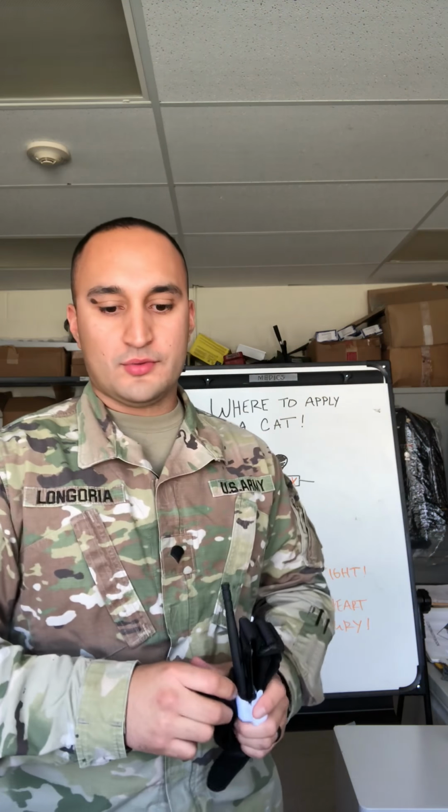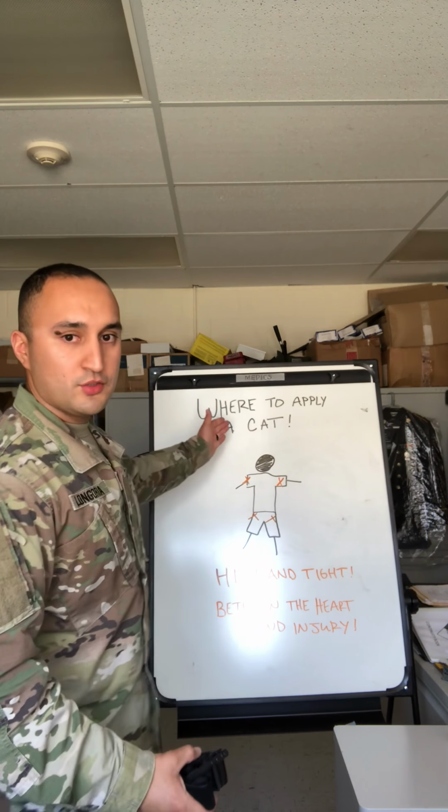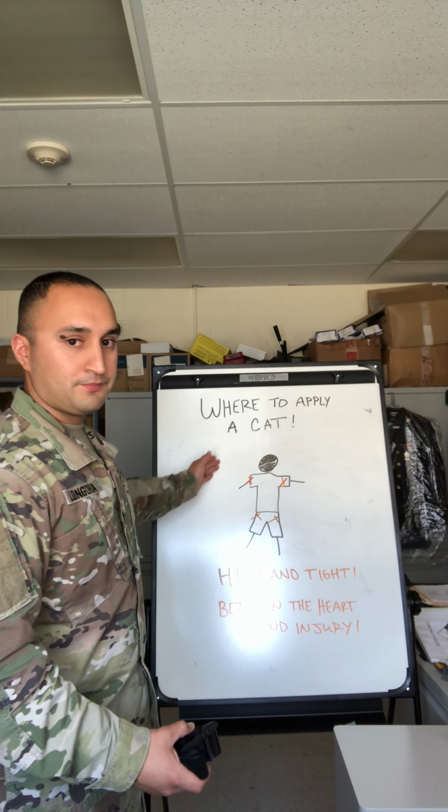The combat application tourniquet is used whenever a casualty is bleeding profusely from a traumatic fall, a traumatic injury, or a gunshot wound. Now, the combat application tourniquet can only be used on an extremity, whether it be your two arms or your legs. So I have this visual aid here where to apply a CAT tourniquet.